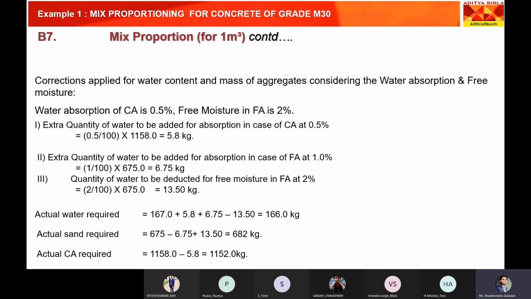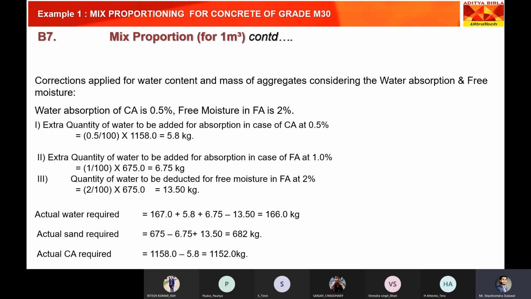The quantity of water will be reduced by 2%. The 1% and 2% are already mentioned in the question. So according to the question, we will calculate; if the free moisture content is not given in the question, then no problem, we do not need to calculate water absorption. So the actual water required is 167 plus 5.8 plus 6.75 minus 13.5. Then the value is 166 kg.